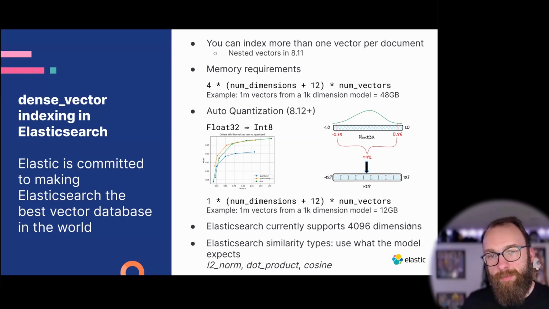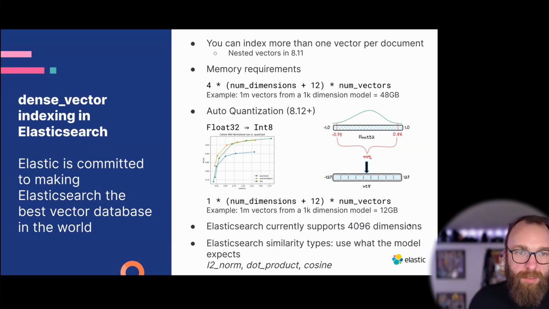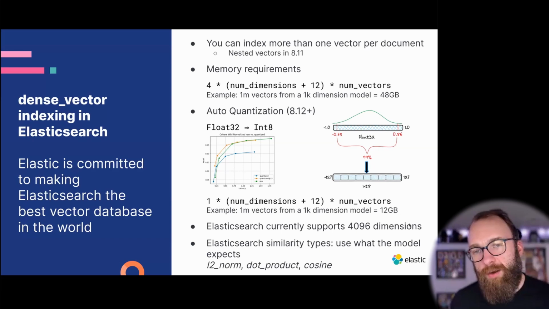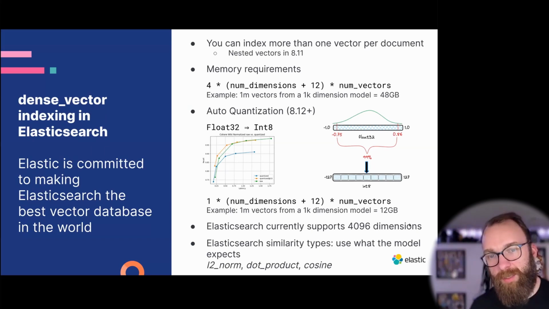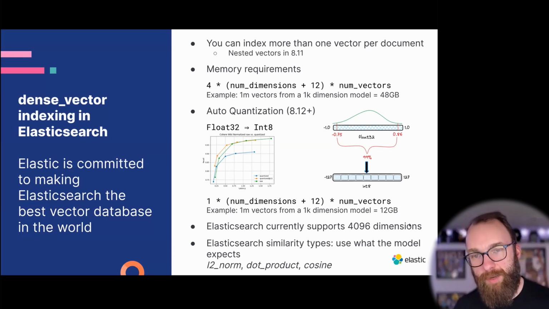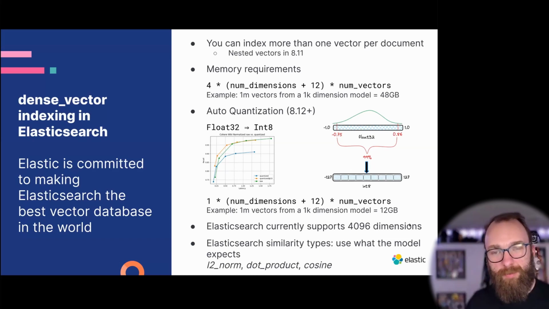We do have ballpark estimators and calculators that can help do this, but you can see the basic calculation here. It's 4 times number of dimensions plus 12, times the number of vectors. Number of vectors there is, if I have 1,000 documents and each document has 1 vector field, that's 1,000. If I have 1,000 documents and each has 10 vector fields, be it nested or not, that's 10,000. So keep in mind what that means, and also keep in mind replicas add a whole multiplication to it.